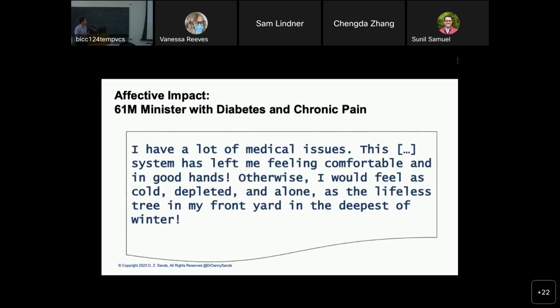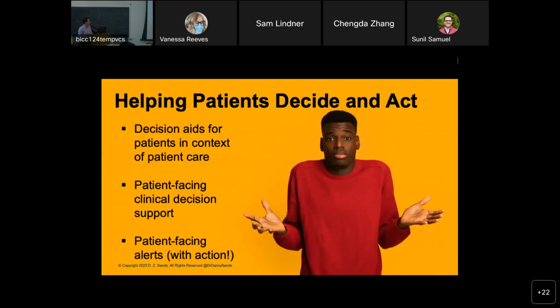On the other hand, this is a guy, although only 61, retired minister, who was crippled with some kind of weird chronic pain syndrome, used a walker and so on. He said, I have a lot of medical issues. This system has left me feeling comfortable and in good hands. Otherwise, I would feel as cold, depleted, and alone as the lifeless tree in my front yard in the deepest of winter. I'm in Boston, remember? Winters are bad. So that had a huge affective importance to him. This was a lifeline for him, really.